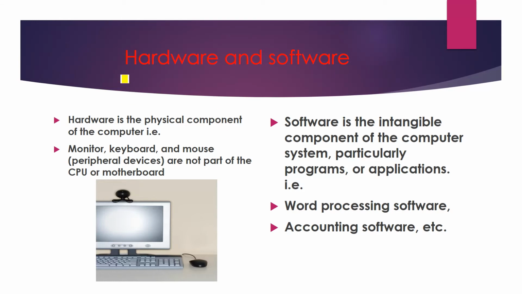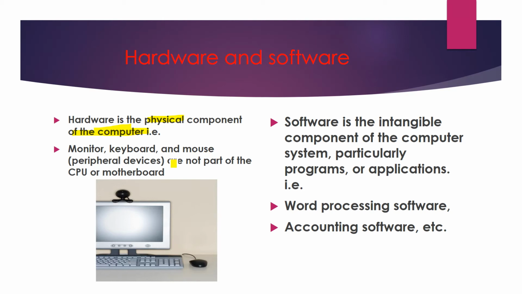Now we come to hardware and software. Hardware is the physical component of the computer. Physical component means tangible component. You can touch it. You can touch your monitor, your mouse, your keyboard. So these are called hardware, the physical or tangible components which you can touch.